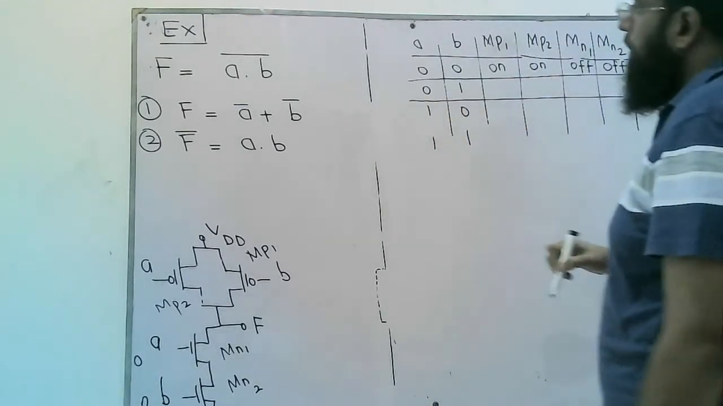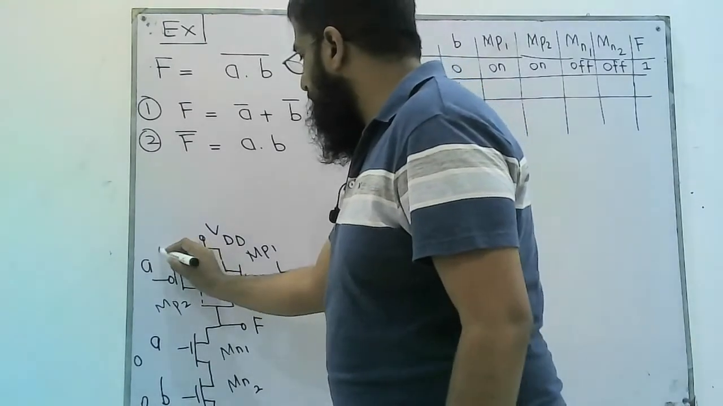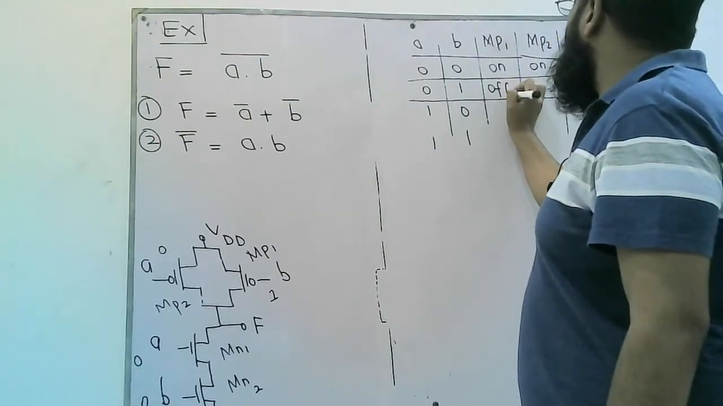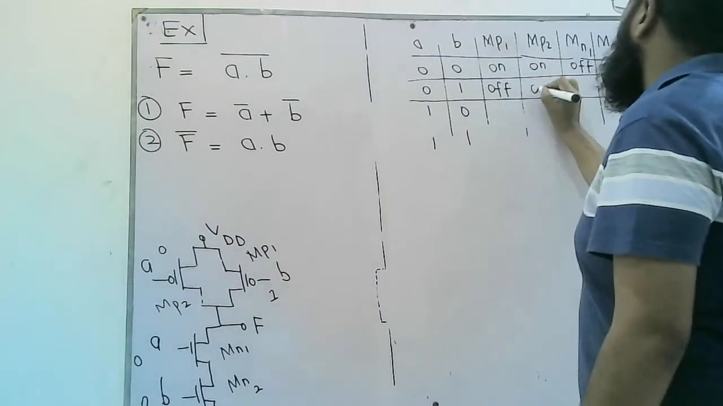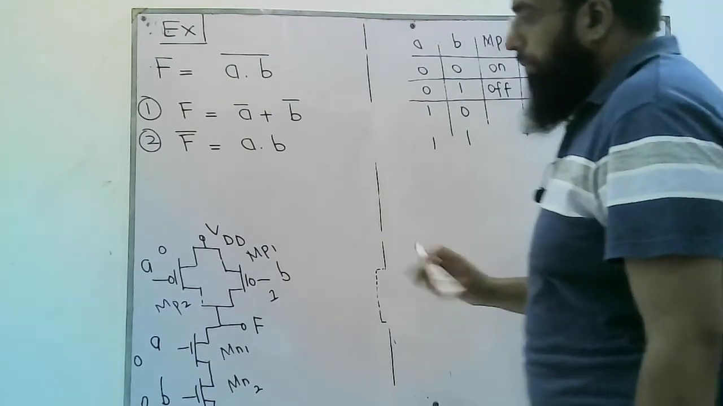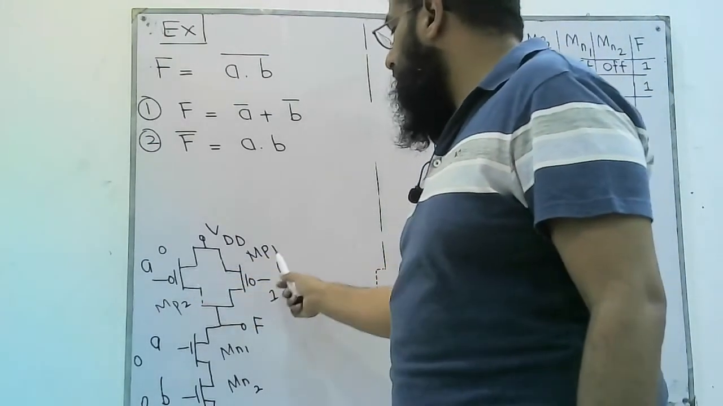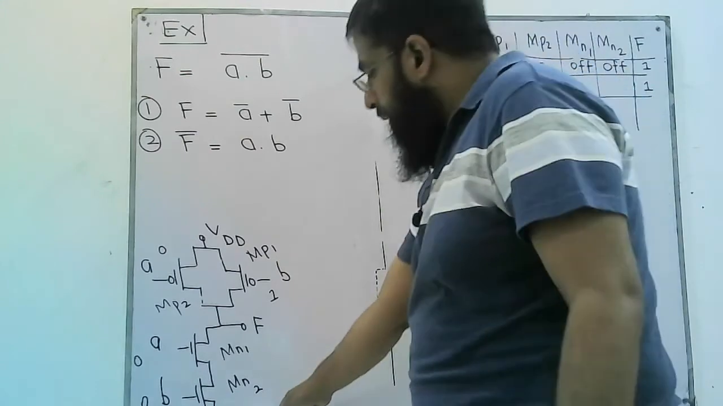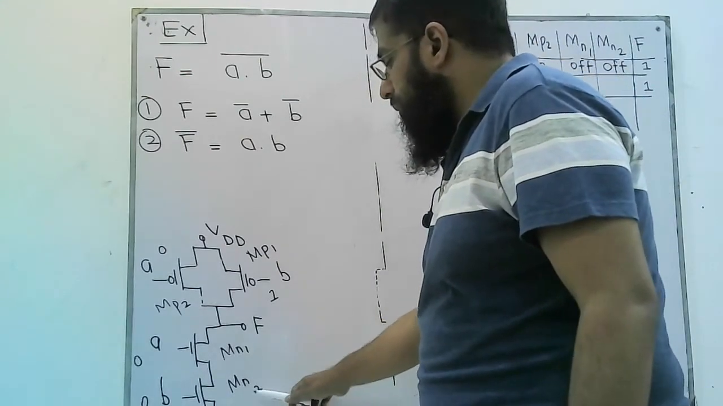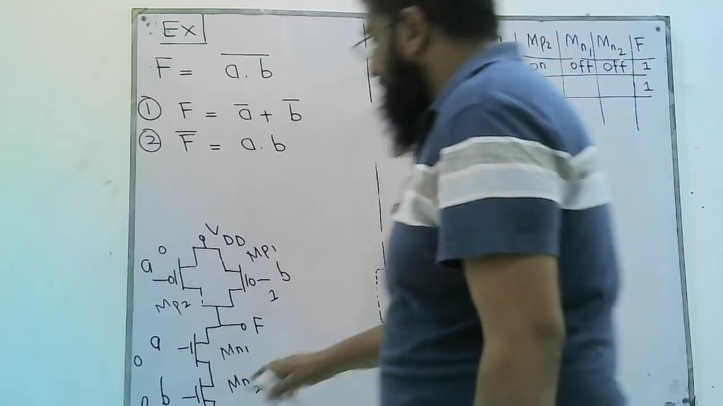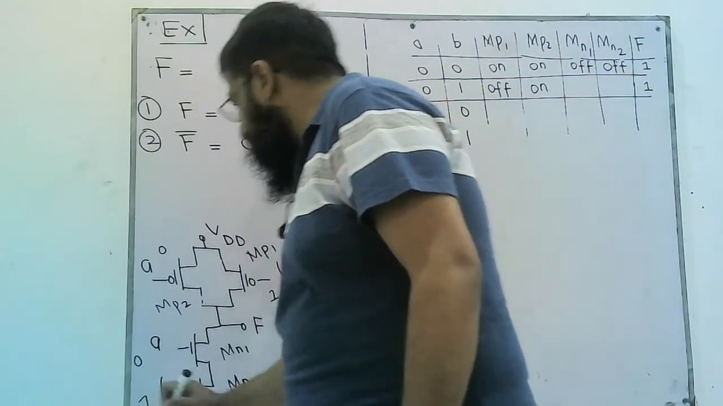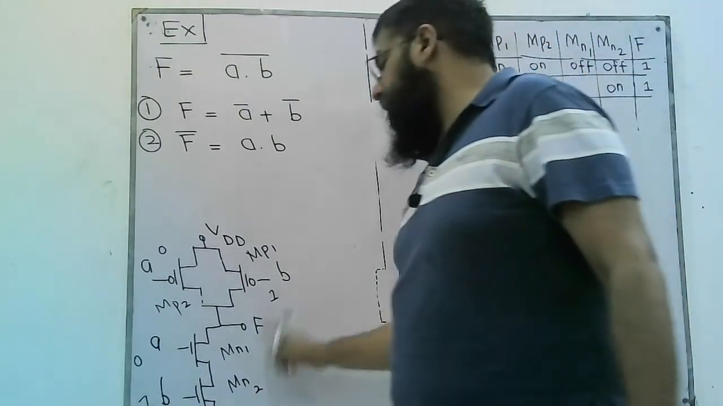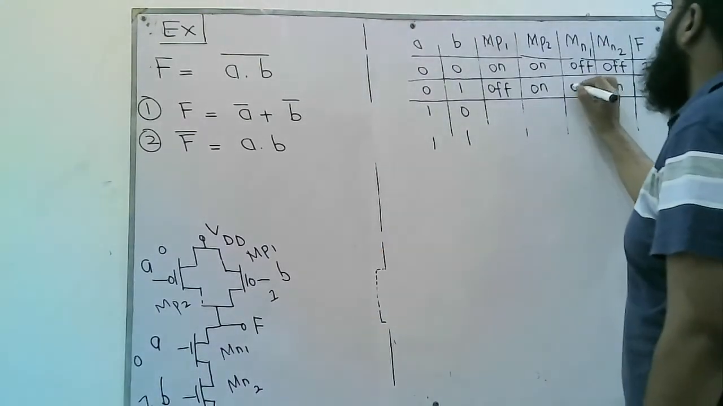For the next input combination 0 and 1, if we apply a 0 here and a 1 here, this will be off, but this transistor MP2 will be on, providing a logic 1 at the output. Since this is a parallel path, if either MP1 or MP2 is on, we'll get VDD at the output. But to get a 0 at the output, both MN1 and MN2 have to be on because they are connected in series. For the combination 0, 1, MN2 is on, but we cannot have a 0 at the output because MN1 isn't on, it's off.